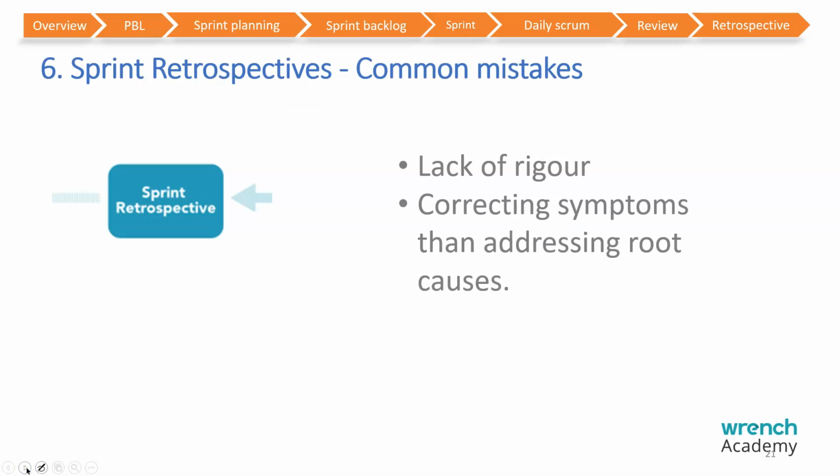Again, with sprint retrospectives, the common mistakes are lack of rigor. People are not very serious about it, and they don't get into the real root causes. Instead, they end up correcting symptoms rather than addressing root causes. If you do this, the problems will keep on recurring in the subsequent sprints as well.